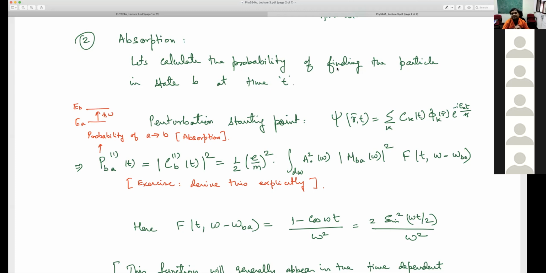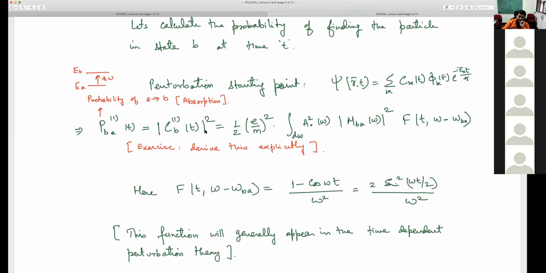So for time t less than 0, the particle was in the ground state, let's say EA. So it was in the state EA, and after some time it may have gone to EB after shining light. So we just want to calculate the probability. And yeah, so we started from the wave function, we calculated the coefficients. So the probability of going from state A to B is what I'll call the absorption process.